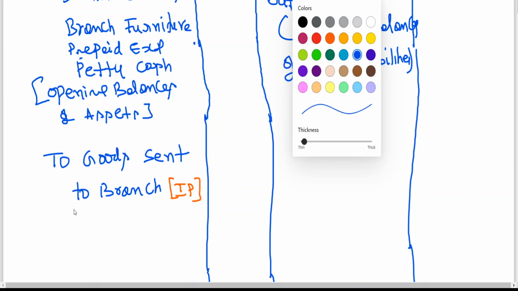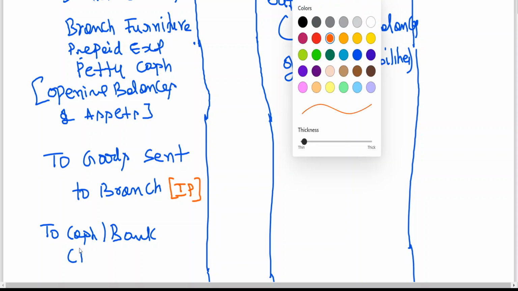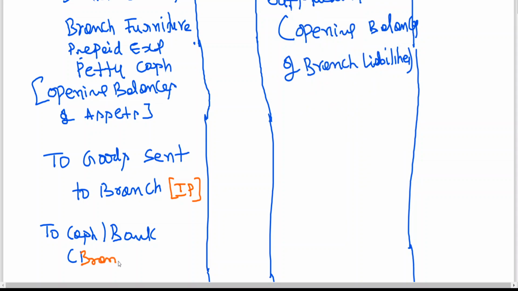Then next, to cash or bank. That is, branch expenses will be met by head office. So that is why cash or bank, in brackets branch expenses. Who is paying branch expenses? Head office.